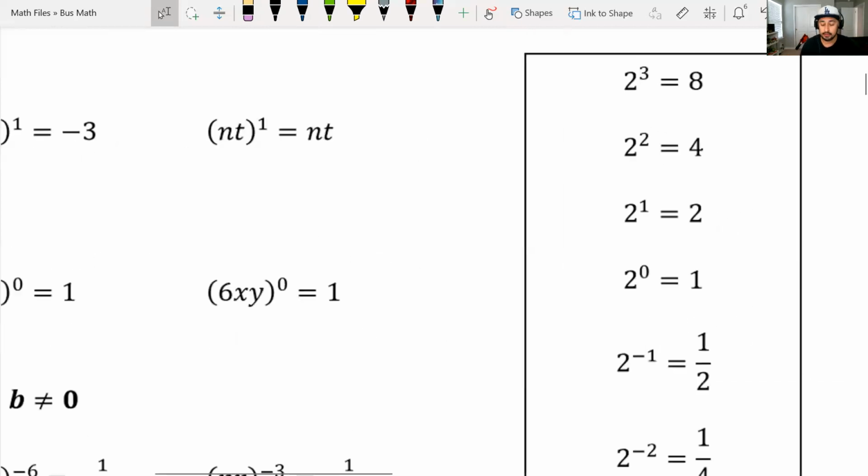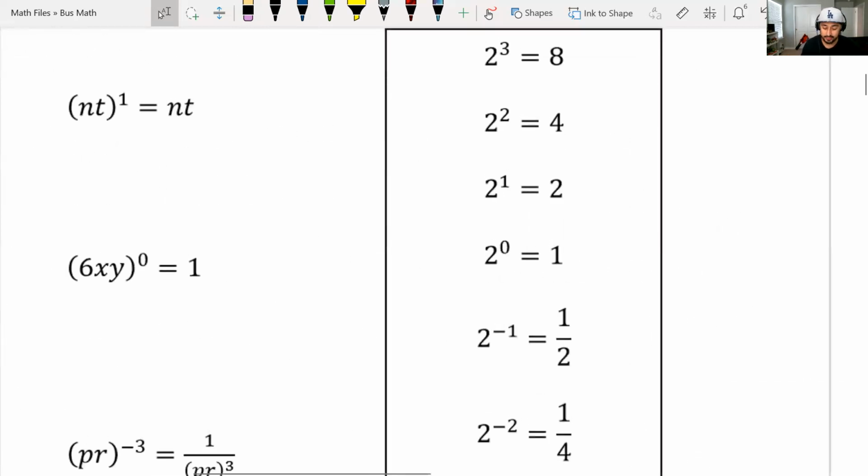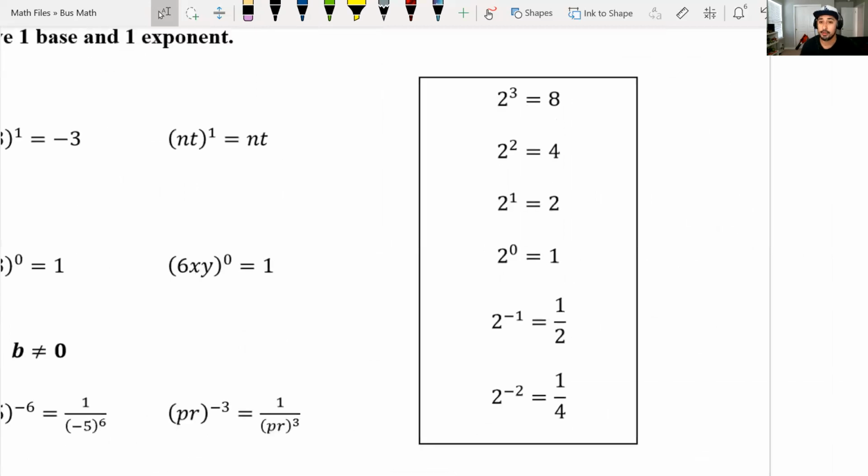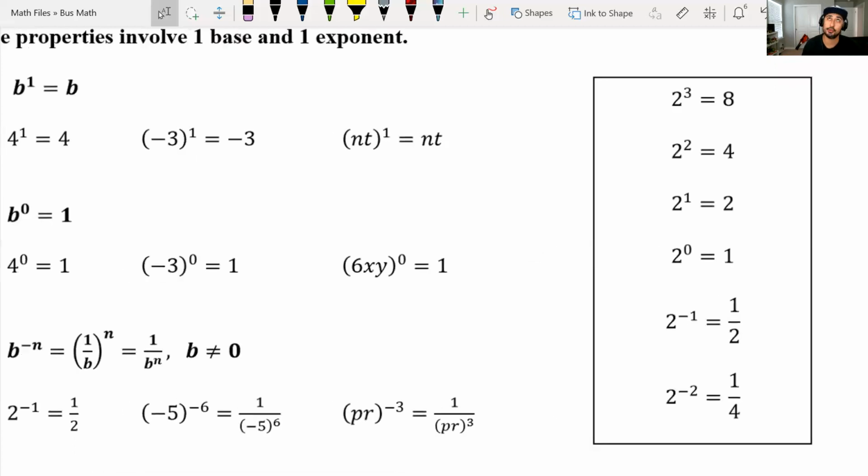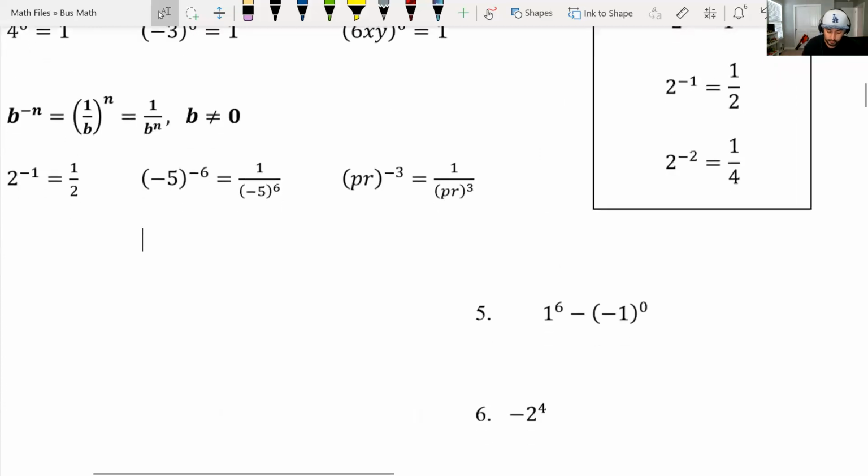Okay, and look on your right side. Here are just examples of calculating a base to an exponent. 2 cubed is 8, 2 squared is 4, 2 to the first is 2, 2 to the zeroth power is 1, 2 to the negative 1 is 1 half, 2 to the negative 2 is 1 fourth. And we can keep going. So this is just an example of how you can calculate exponential expressions. Okay, cool.